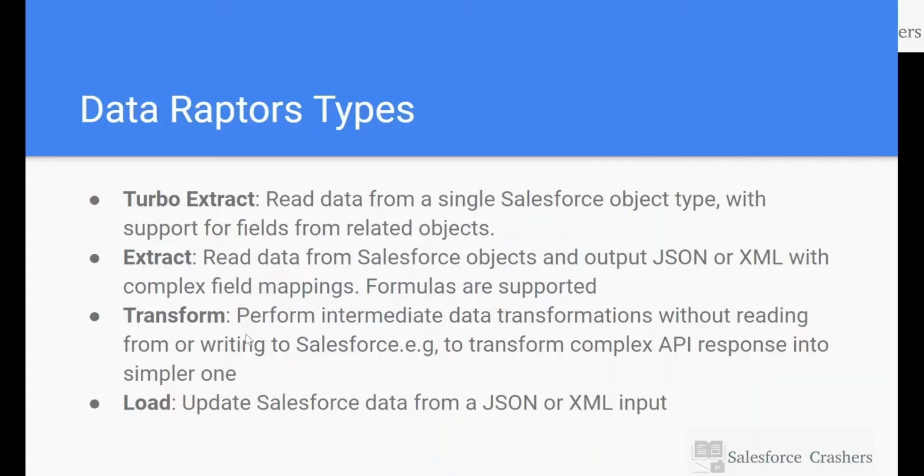Transform does some intermediate data transformations without the need to read or write from Salesforce. You can do that in the Transform only. An example can be transforming your complex API response, which you are getting, to a simpler one, which you want. Then comes the Data Raptor Load, which updates the data in Salesforce from a JSON or XML input which you provide to it.